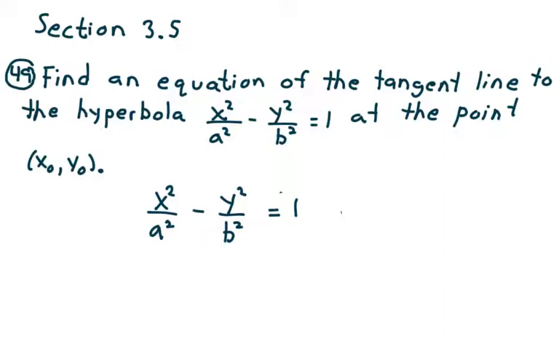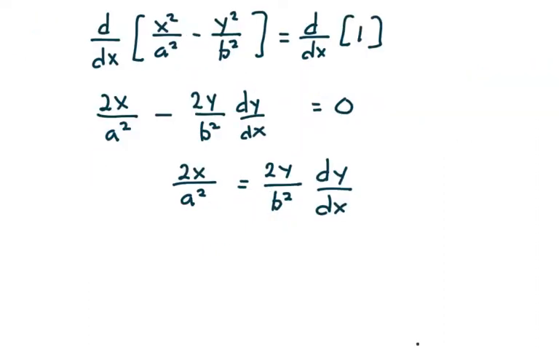So we're going to start off with x squared over a squared minus y squared over b squared equals 1, and we're going to differentiate both sides of this equation with respect to x. Now, to differentiate x squared with respect to x, we use the power rule, and we get 2x. Remember that a is constant, so the derivative of x squared over a squared with respect to x is 2x over a squared.